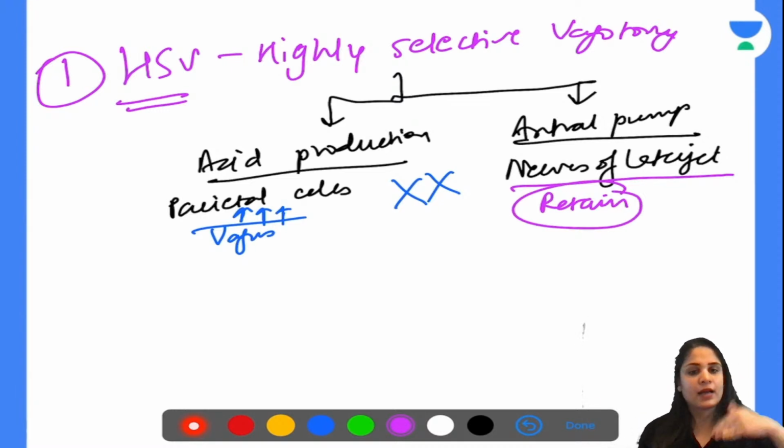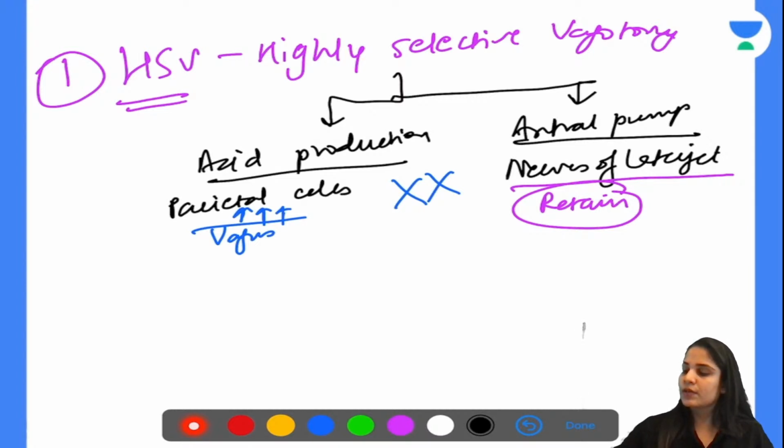So that way my hydrochloric acid production is less, but my drainage is maintained. So that is called highly selective vagotomy. Now suppose I cannot do highly selective vagotomy. It's actually a very complicated procedure to do. So suppose I cannot do highly selective vagotomy.